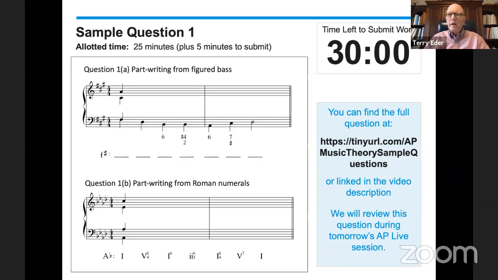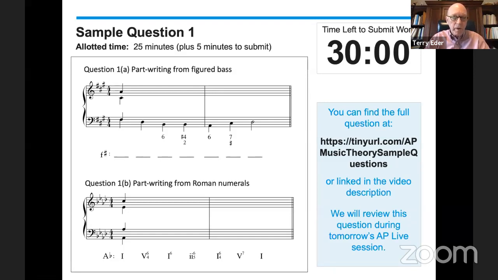You know, and there it describes and talks about the question. Actually, we can probably look at that at the end of our discussion today if we have time. So question 1A is part writing from figured bass. Question 1B is part writing from Roman numerals. So you have to, at the beginning of the time, complete filling out the prompt.